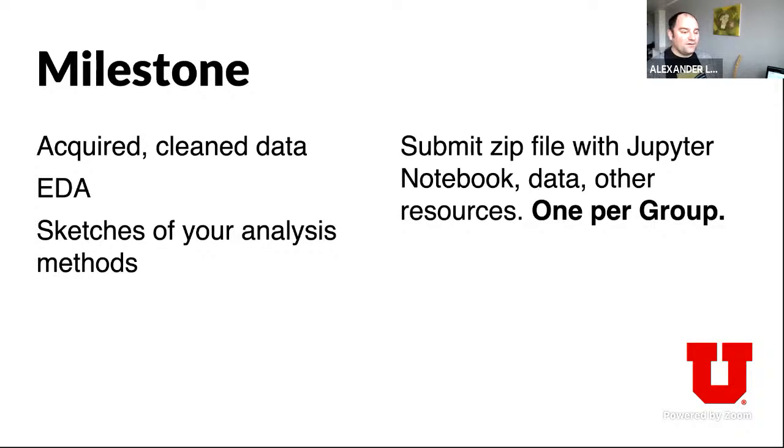For your milestone here, we expect you to have the acquired and clean data. We expect you to have done exploratory data analysis, and you should have sketched out your analysis method. So you should have maybe run a classifier, but maybe you haven't done cross-validation or haven't compared between different methods or something like this. And then for the milestone, you submit a zip file with your Jupyter Notebook, the data, or other resources. Again, only one submission per group.